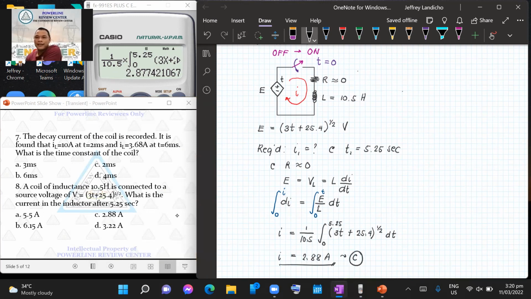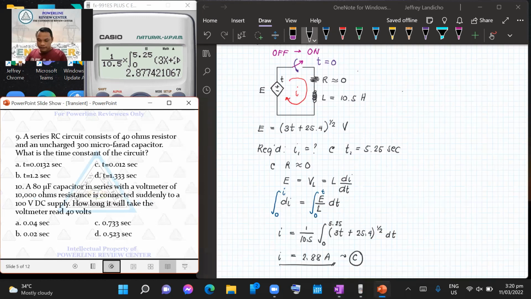Okay? So, any question regarding problem number 8? So, in this case, na walang data doon sa resistance ng ating coil, let us just consider, comparing to the inductance, negligible yung ating resistance. Nakuha ba? Any question regarding problem number 8? Okay? So, iwan ko si number 8.